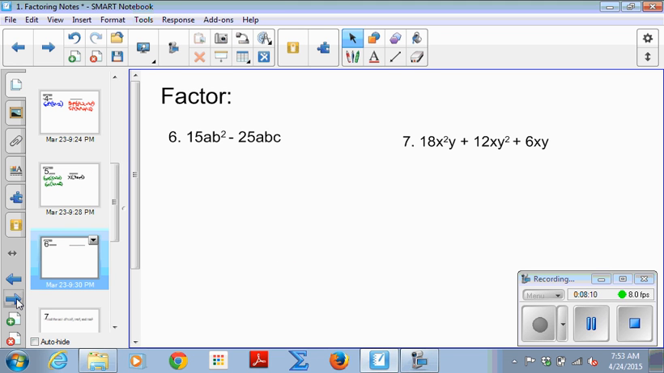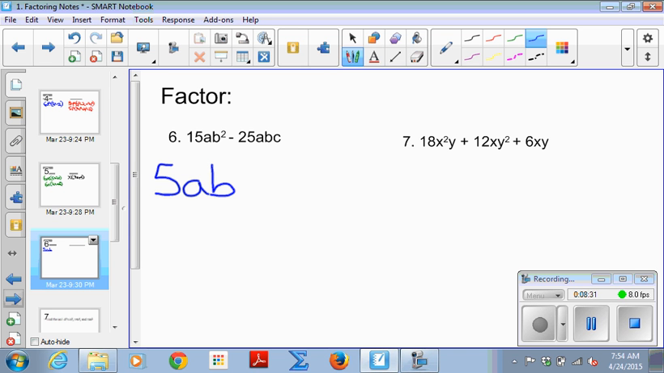Okay, now we have multiple variables in our polynomials. Same process, just adding a variable. So the first one, 15ab squared minus 25abc, well, we see a common constant factor of 5, and they each have an a, and they each have at least one b in their terms, and only one has a c, so it's not common.